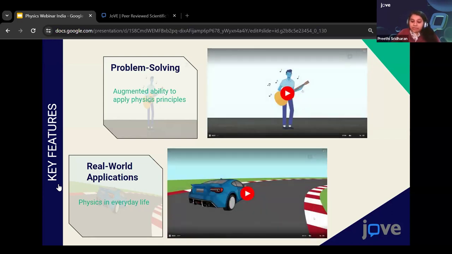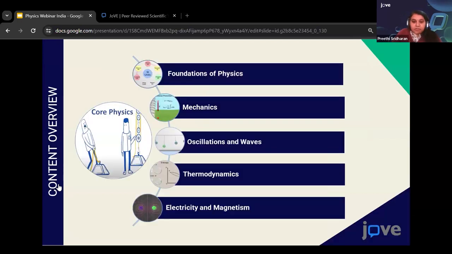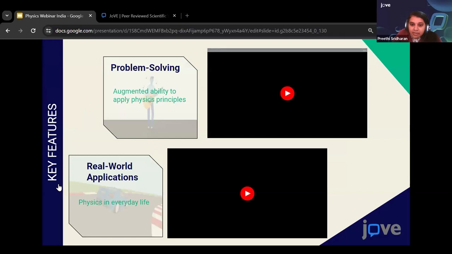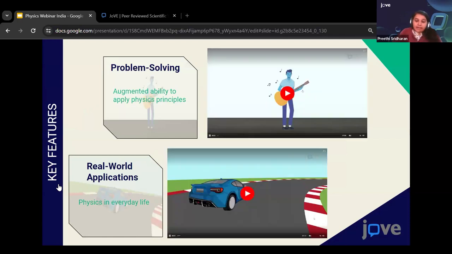Here, as you can find, there is a problem solving video that I have mentioned, which is in chapter number 6 if you go to core physics, on the tuning of a guitar string. It is a very interesting video. This video explores the physics of tuning a guitar, and it also solves the related problem for accurate pitch and harmony.